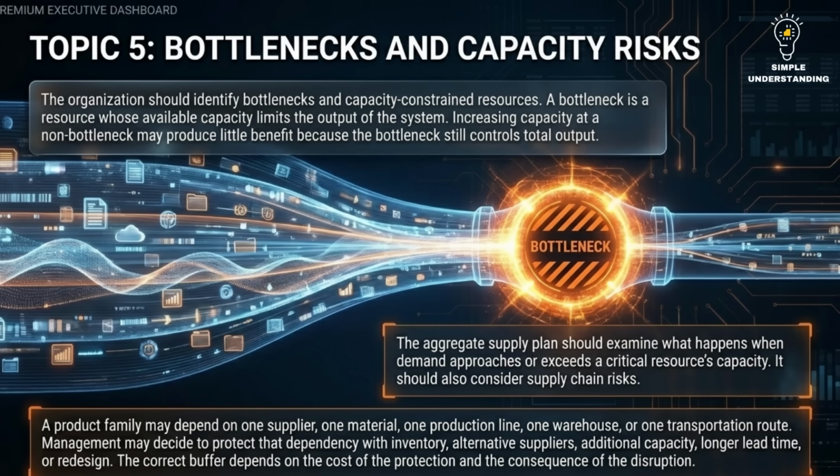It should also consider supply chain risks. A product family may depend on one supplier, one material, one production line, one warehouse, or one transportation route. Management may decide to protect that dependency with inventory, alternative suppliers, additional capacity, longer lead time, or redesign. The correct buffer depends on the cost of the protection and the consequence of the disruption.